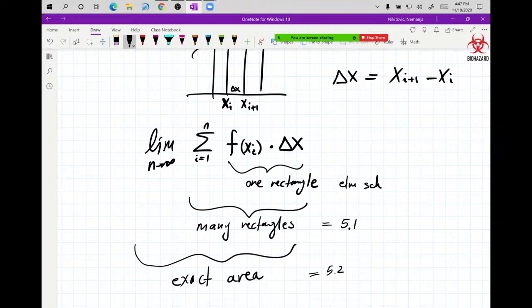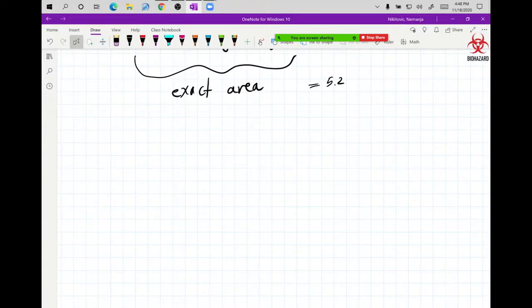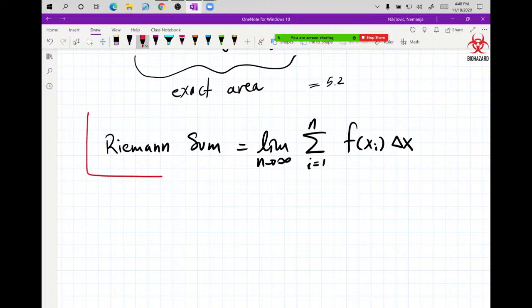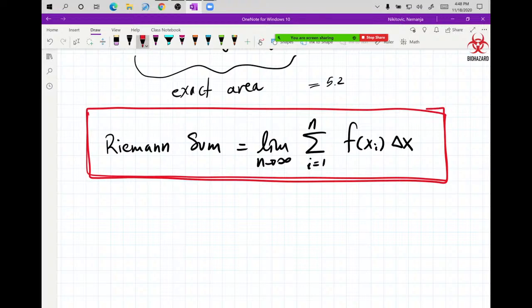So we are able to calculate this now, and this has a name attached to it, which is Riemann sum, and it is used to calculate area under the curve. Now, it's going to give us the exact area. So, Riemann sum is equal to the limit as n goes to infinity, summation i goes from 1 to n of f of xi delta x. There you go. And this is going to compute exact area.